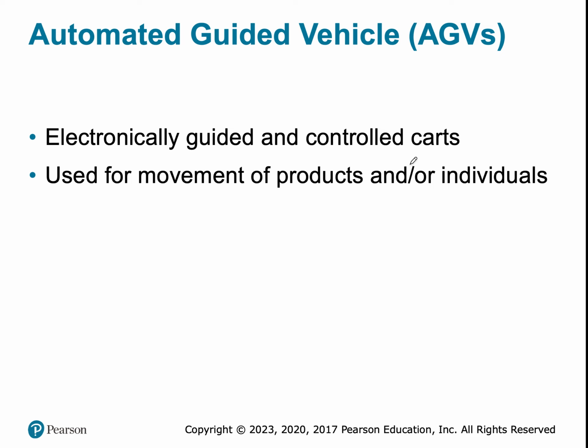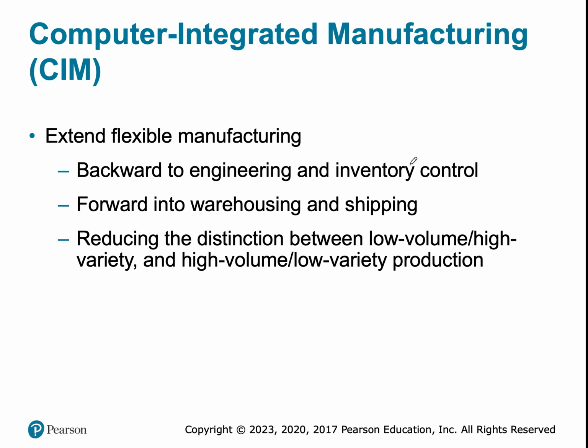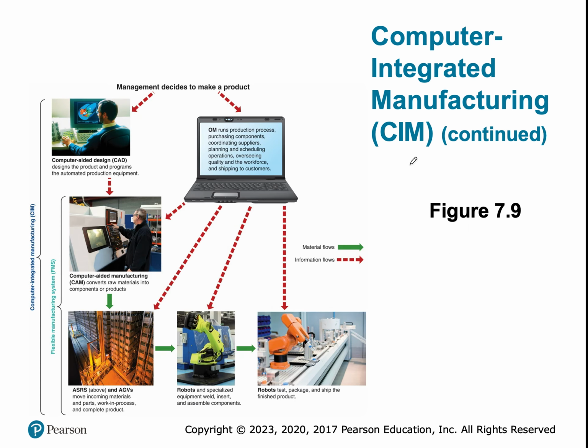And then this will help in the factory. You will have vehicles that will be taking every part to the main machine for assembly and for production. And this will be used for movement of products and individuals, as it were. Then we have the flexible manufacturing system. All of them are computer systems, so they have similar advantages and disadvantages. We have the computer integrated manufacturing system, which extends flexible manufacturing. We go backward to engineering and inventory control, and forward into warehousing and shipping and all of this. These are used in computer aided manufacturing, which helps to arrive at this.